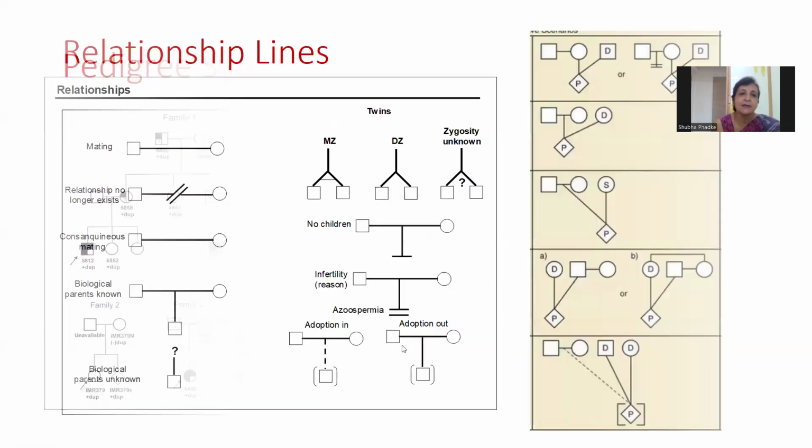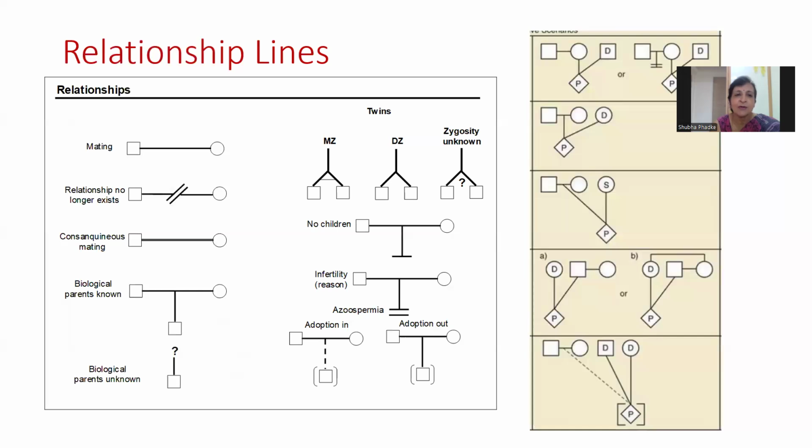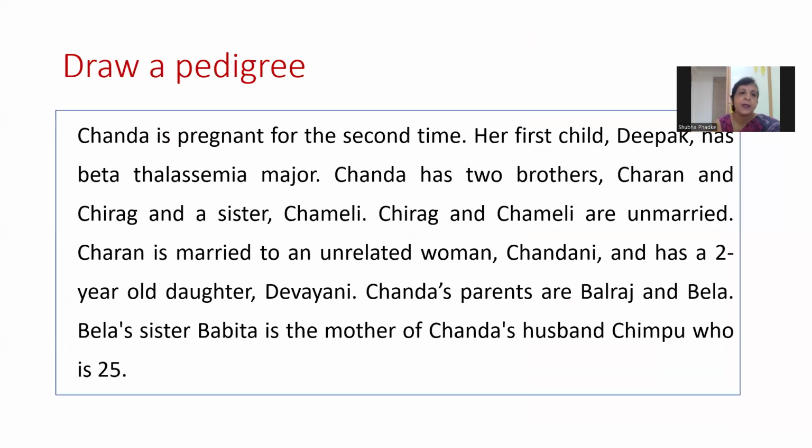So these are the symbols. Once you know about twins, and then about adoption, and now with assisted reproductive techniques, you have to know the symbols for donor sperm, donor ova, etc.